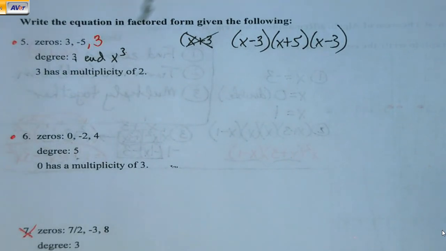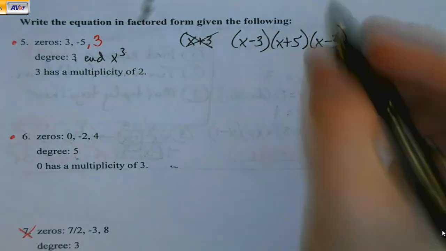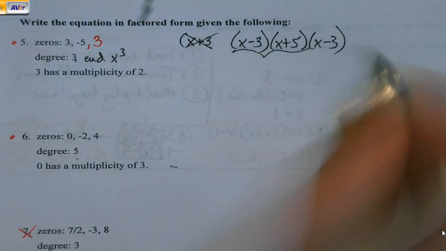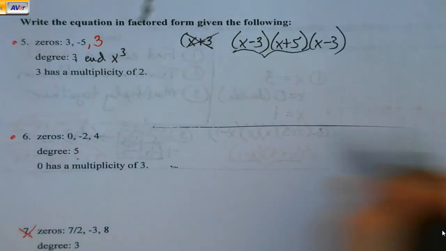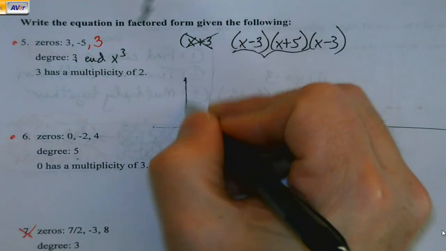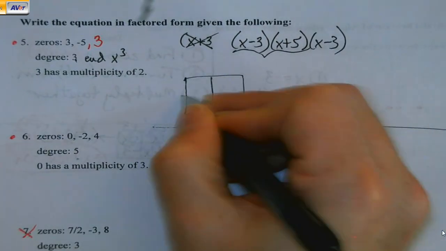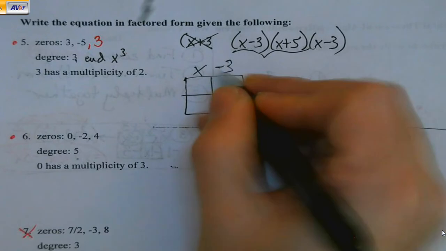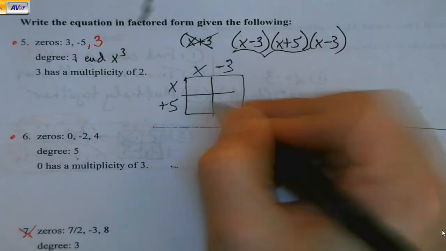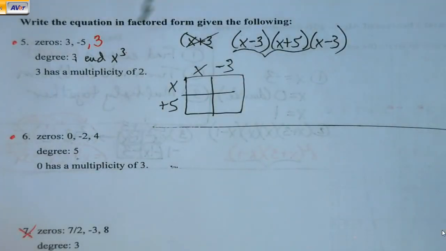This is good for some of you where we're still having some issues with foiling and multiplying things out, which is kind of why I went this direction. So I look at this and I go, okay. And it's also going to get you faster at this. You can do them in any order you want. If you wanted to do the x minus 3's together first, you could. You absolutely could.